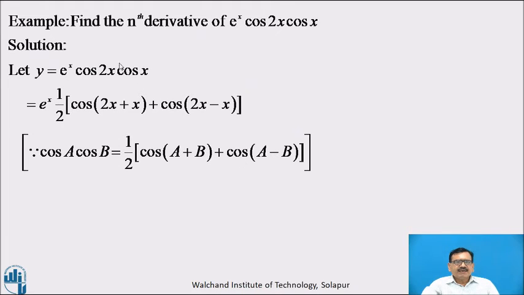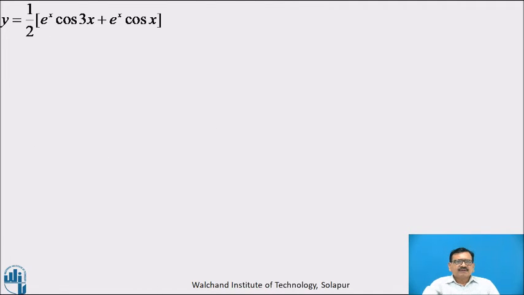Here, a is 2x and b is x. Using this relation, we can write this as e raised to x by 2 into bracket cos of 2x plus x, that is cos 3x, plus cos of 2x minus x, that is cos x. Isn't it? Therefore, the given expression can be written as y equal to 1 by 2 into bracket e raised to x cos 3x plus e raised to x cos x, multiplying e raised to x inside.